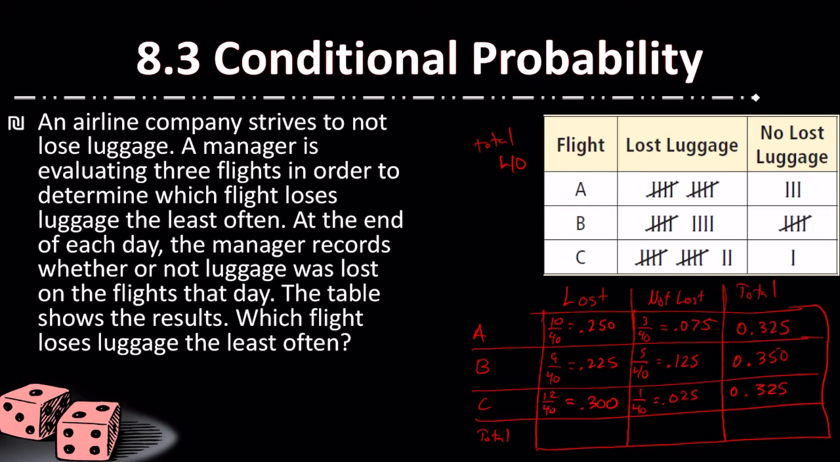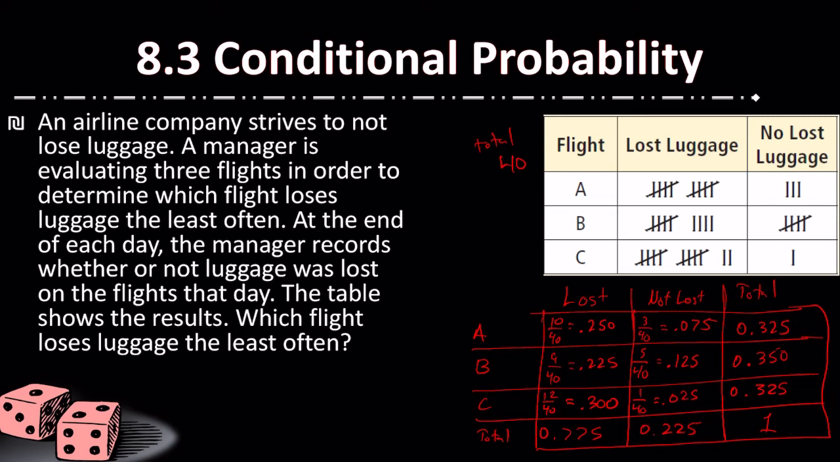If we add straight down, we get 0.775 and 0.225. Wow, they lose luggage far more than they don't lose luggage. And the total is 1, which we would expect. All right, so now let's answer our question.